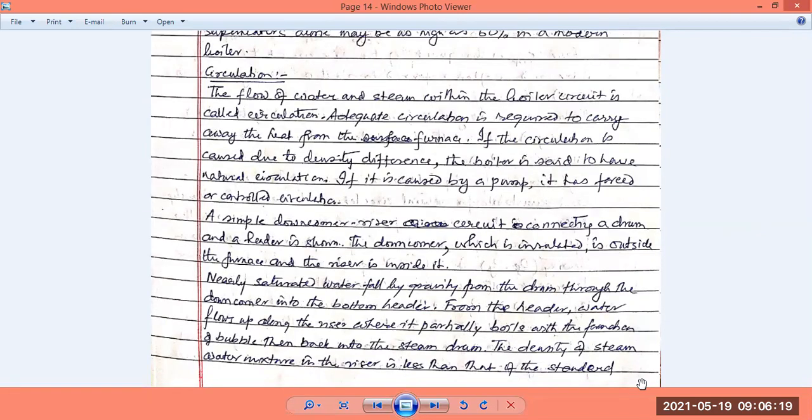Now, the question is there is a simple downcomer riser circuit for natural circulation, connecting a drum and a header, shown here. The downcomer is insulated outside the furnace, and the riser is inside it. I am showing you the message now.